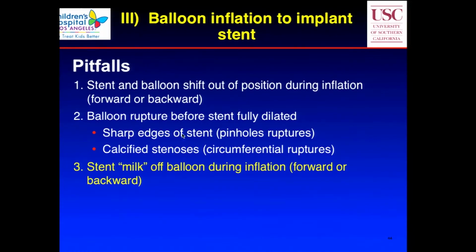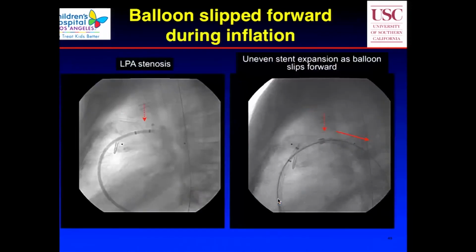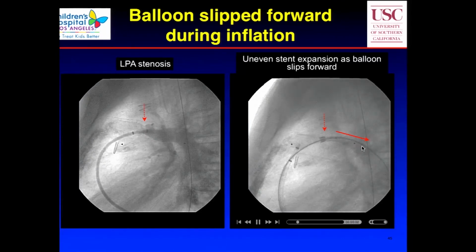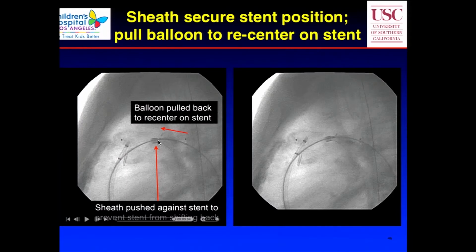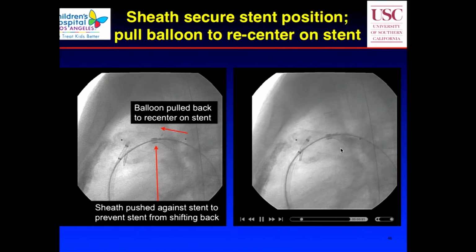Now, what else can happen when you inflate? The stent can milk off the balloon during inflation, forward or backwards. So here's an example, stenosis in the LPA. Watch what happens here. As we inflate, the balloon slips forward. So now suddenly the stent is off-centered. So in this case, because the stent is a cone, you can actually pull back with the sheath holding the stent so it doesn't slip too far back, and then try to pull the balloon back into the stent. So you see how the stent is now pulled back in there, not all the way, but enough that when you inflate it, you can make the stent a little bit bigger.